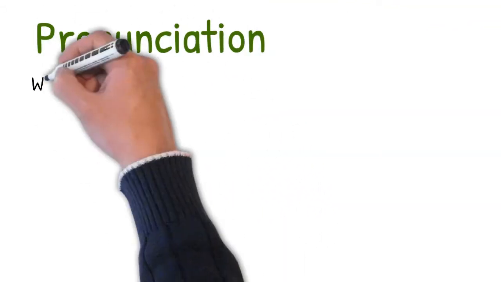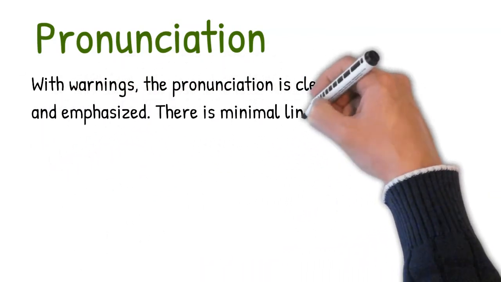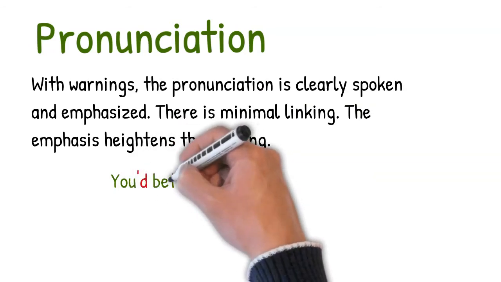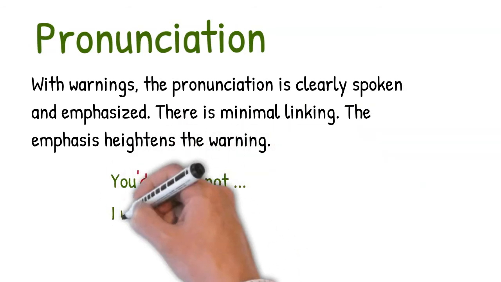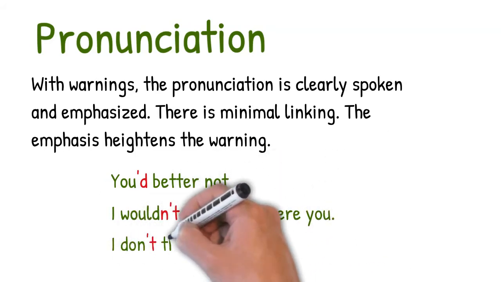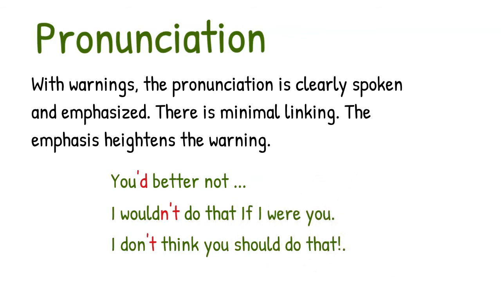Let's look at the pronunciation. With warnings, the pronunciation is clearly spoken and emphasized. There is minimal linking. The emphasis heightens the warning. In English, when we want to emphasize something, we speak slower, we stretch it out, and we make it more clear. So let me pronounce these three for you. You'd better not. I wouldn't do that if I were you. I don't think you should do that. That one's more like advice about what not to do.